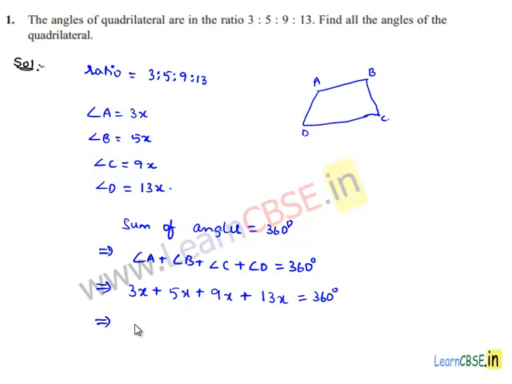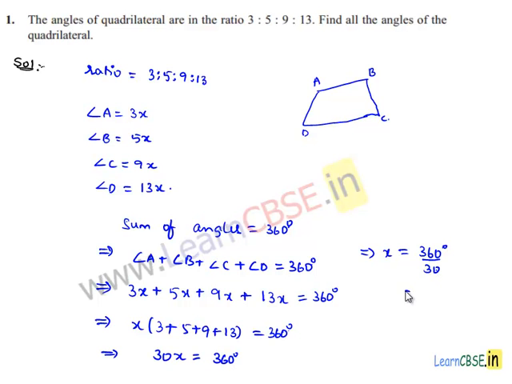That implies, let us take x common here, then we get in brackets 3 plus 5 plus 9 plus 13 is equal to 360 degrees, which implies 3 plus 5 is 8 and 8 plus 9 is 17 and 17 plus 13 is 30. So that will be 30x is equal to 360 degrees, which implies, now by transposing 30 to the right hand side we get x is equal to 360 degrees by 30, and 30 goes in 360 12 times, so we got here x is equal to 12 degrees.